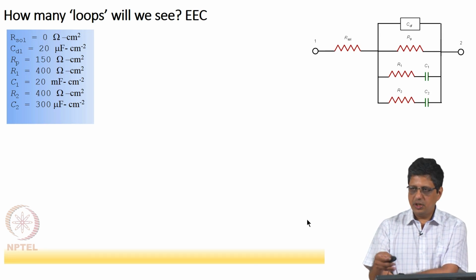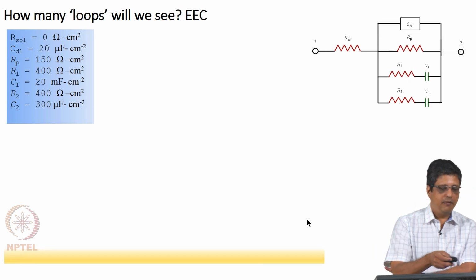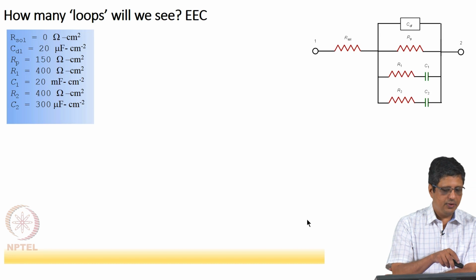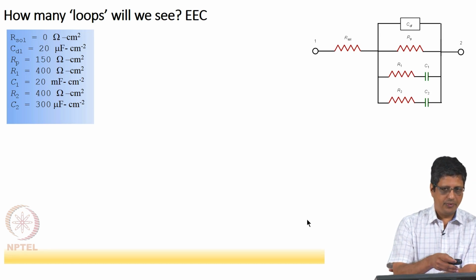It is one representation, you can do a similar one in white, it does not matter, white or a ladder with inductance. Right now I want to show you what would happen if you have the values given here. Solution resistance is 0, double layer has some typical value and other values I have made up.